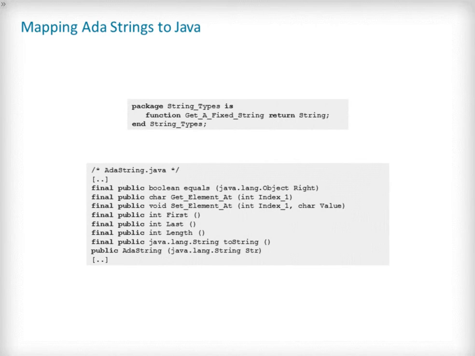getElementAt and setElementAt allow elements of the underlying character array to be both read and written. First, last, and length mimic the Ada attributes of the same name. There is a constructor for the Ada string class that passes in a Java string, conveniently allowing Ada string objects to be created from Java strings. Finally, there is a utility operation called toString, which allows the Ada string object to return a Java string version of itself.